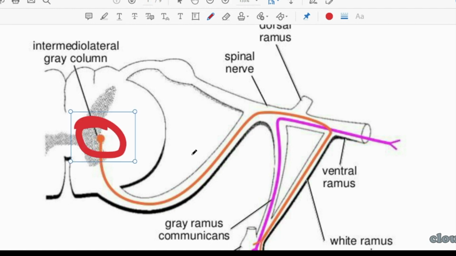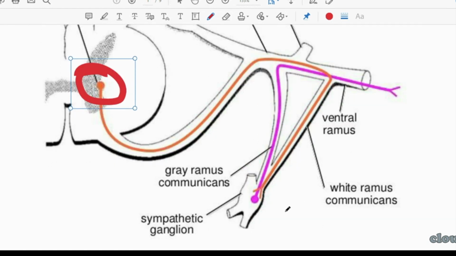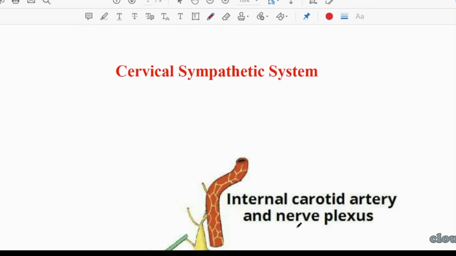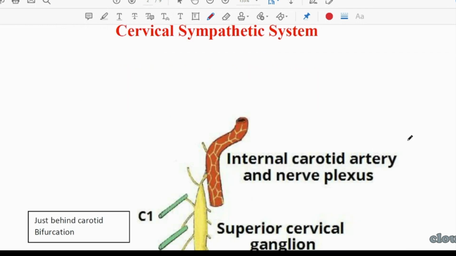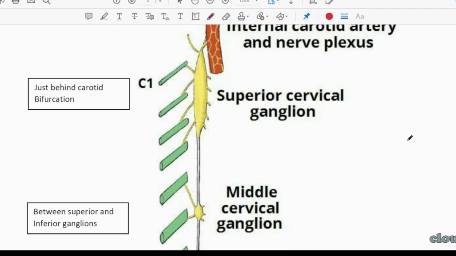The preganglionic fibers enter the white ramus and reach the sympathetic ganglion where they synapse. The postganglionic fibers then enter the gray ramus and reach the spinal root to go to the target organs. So, first, we'll be beginning with the cervical sympathetic system. The cervical sympathetic system consists of three paravertebral ganglions, namely superior, middle, and inferior cervical ganglions.